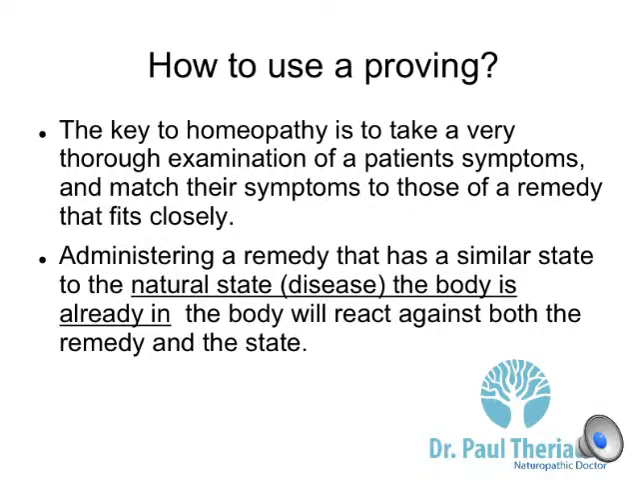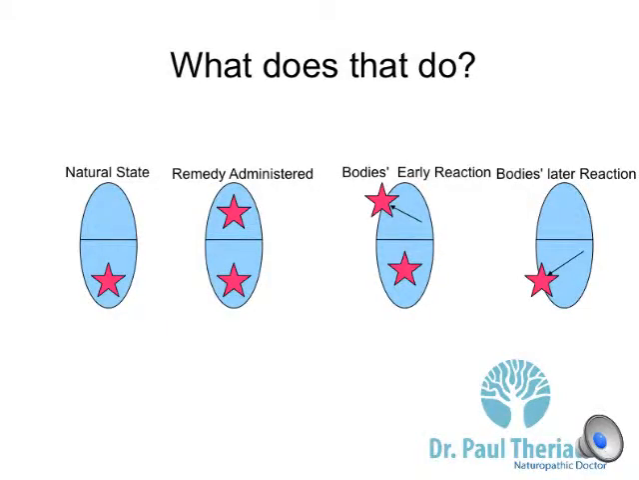So this is explained a little bit better by this diagram. In this diagram, we've got these blue ovals that represent the body, the organism as a whole. And we've got these little red stars. These red stars represent a disease. They represent a distorted way of functioning that the body is trapped in. The first diagram, underneath the heading natural state, is the body with a disease. It's stuck in this way of functioning, and it really can't do much about it itself.